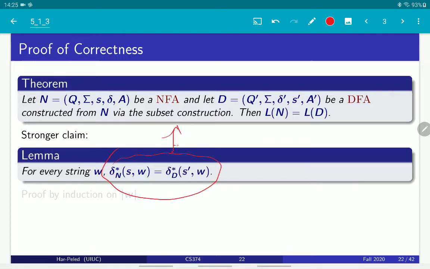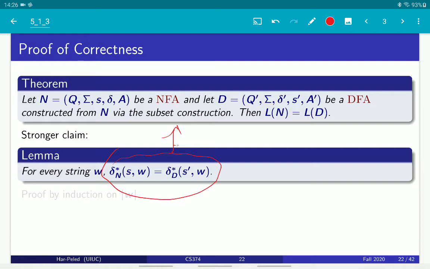Because if indeed the DFA is a faithful simulator, which is what the lemma says, right? For any input string, the current state of the DFA encodes perfectly the current configuration of the NFA when given this input, then we will get the same language because the DFA accepts in a certain configuration if and only if the NFA accepts in this configuration. So this lemma indeed implies the theorem.